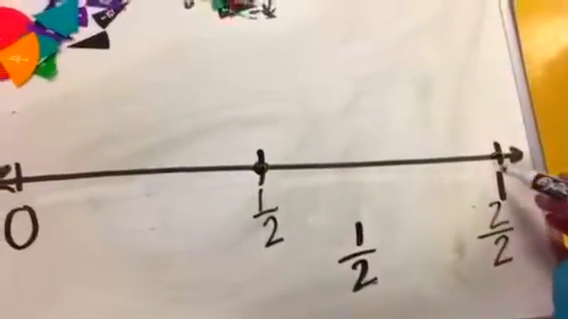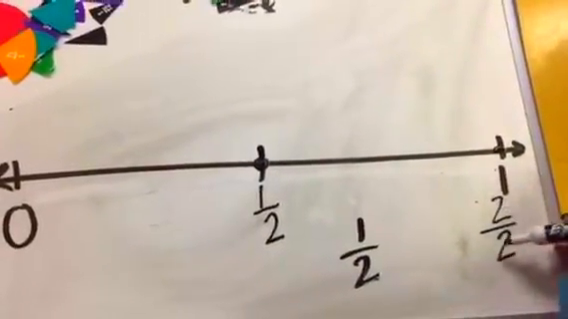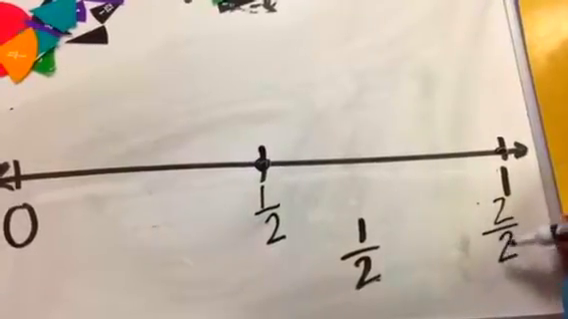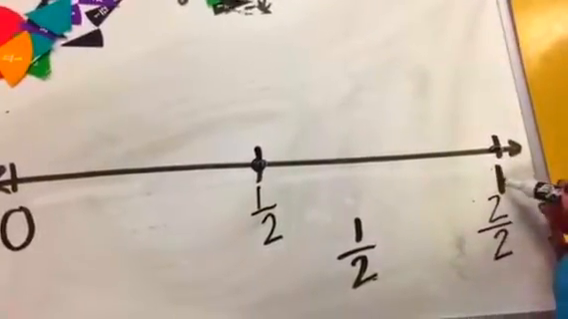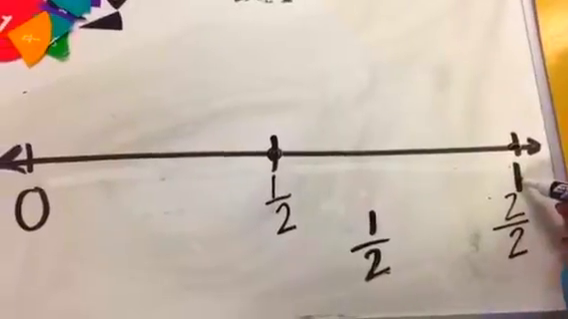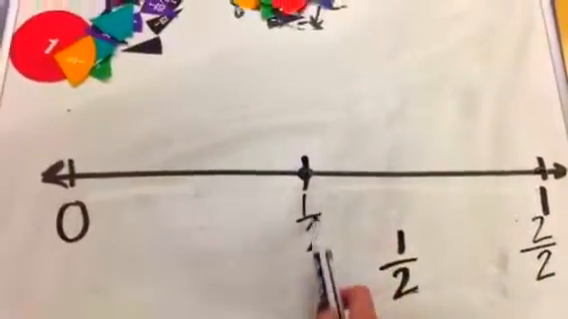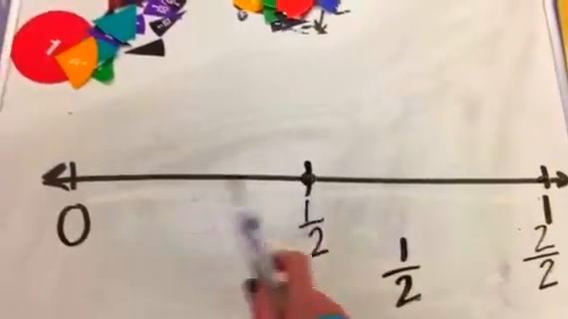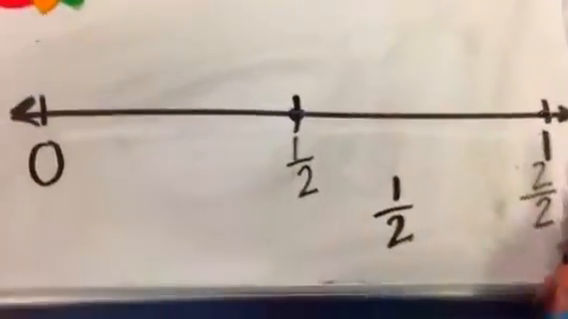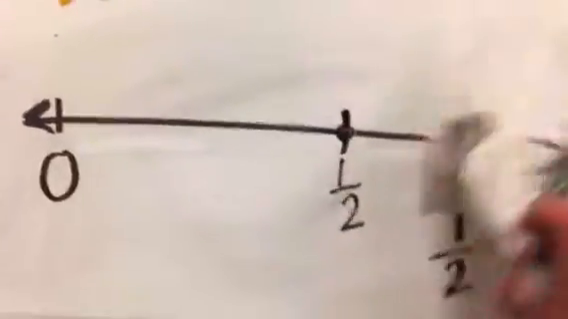Okay, and that makes sense because we know that when the top and bottom numbers are the same in a fraction, it's the same as 1 whole. All right, so that's where 1/2 would be, and that makes sense because this point is about halfway between 0 and 1. All right, so let me erase, and let's put some different fractions on here.